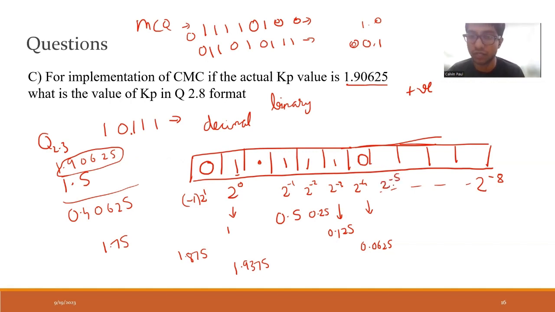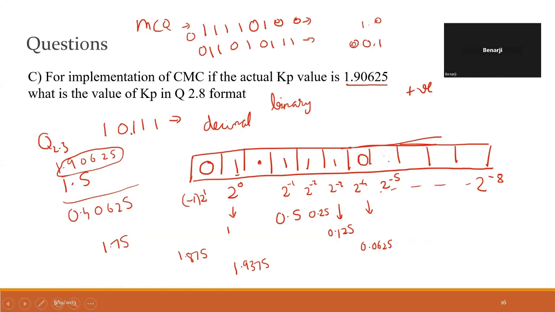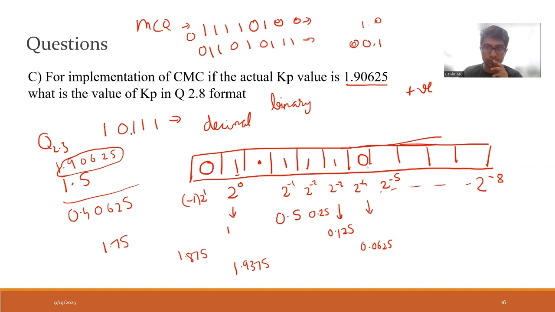Now I will proceed to the next bit, that is 2 raised to minus 5. Sir, is the leftmost bit in the fractional part the MSB and the rightmost the LSB, right? Yes, yes. That's why I start with the most significant bits, then I go to the lower significant bits.